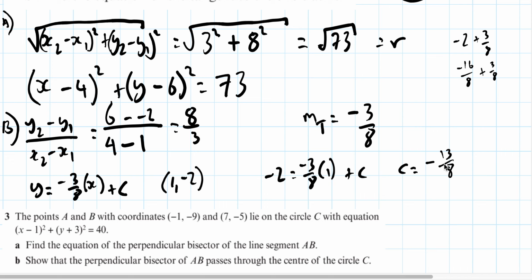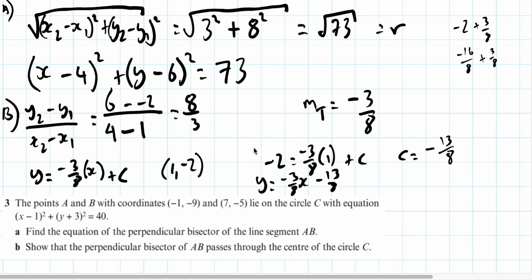Okay, so the equation of my line becomes y equals minus 3 over 8 x minus 13 over 8. You didn't ask for any form, so we can just leave it at that, or we can multiply everything by 8 and then rearrange if you need to. But it's fine like that. Cool.